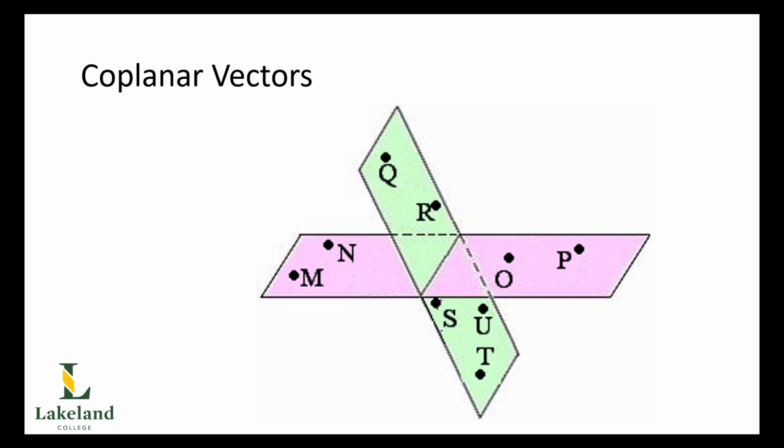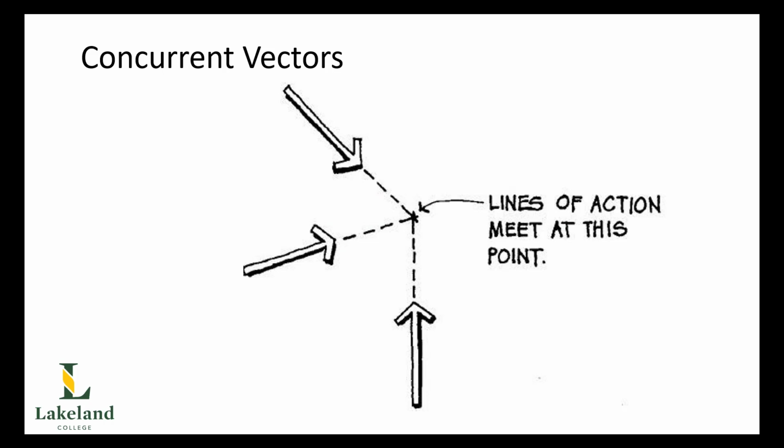If I was to draw a vector between points M and N, and also draw another separate vector between point O and point P, I could say that they are coplanar vectors as they exist on the same 2-dimensional plane of space. If, however, I drew my vector between MN and then another vector between QR, those are not coplanar because they are in different 2-dimensional planes of space. So this is the idea between coplanar and non-coplanar.